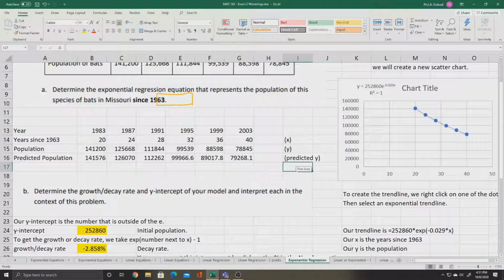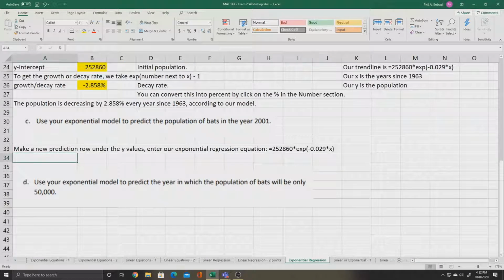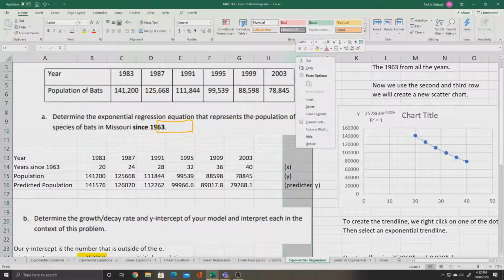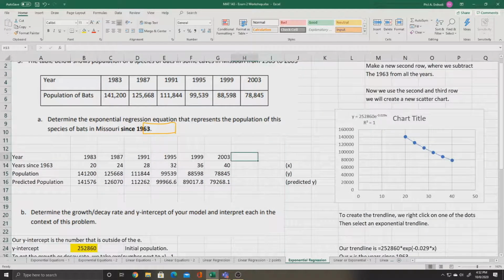However, the question said that we want the year 2001. Now to add a new year, we insert a new column. So let's insert a column right here. We'll add 2001 to the years. And so now let's take the 40 and black cross it an additional time to create our x value, and also black cross the predicted y to create a new prediction that goes with it.